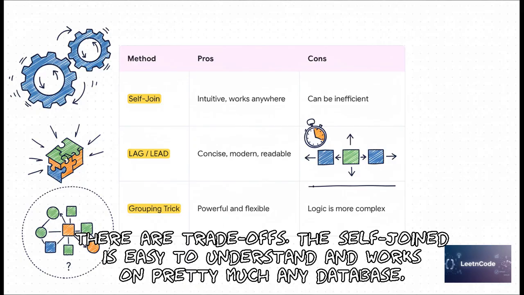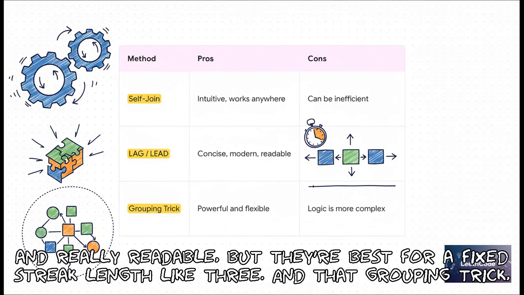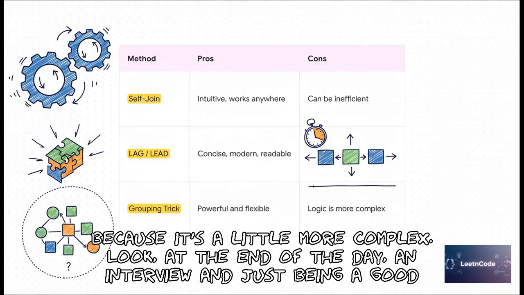The self-join is easy to understand and works on pretty much any database, but man, it can get slow with a lot of data. The lag and lead functions are clean, modern, and really readable, but they're best for a fixed streak length like 3. And that grouping trick, it's by far the most powerful and flexible, but you better be ready to explain the logic, because it's a little more complex.